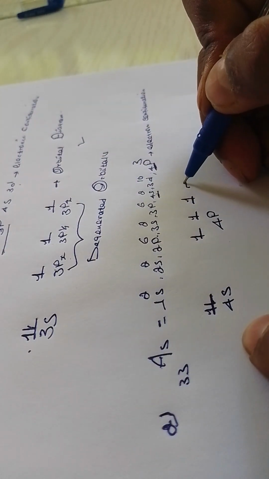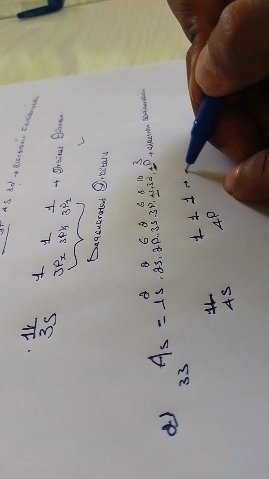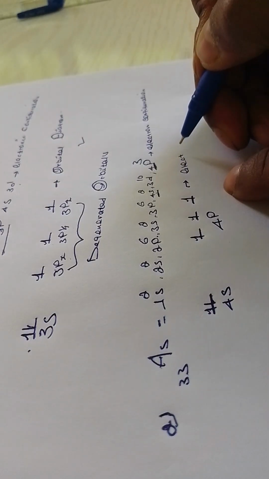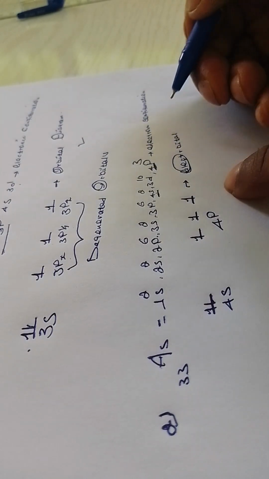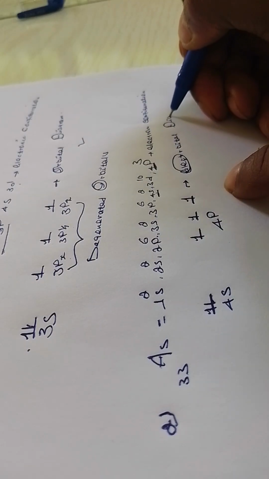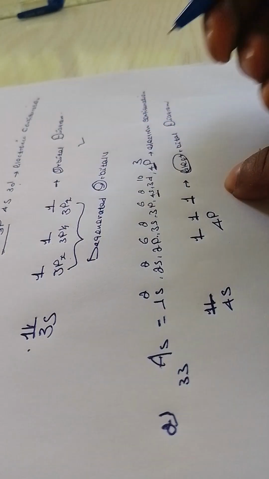This is the orbital diagram and electron configuration.